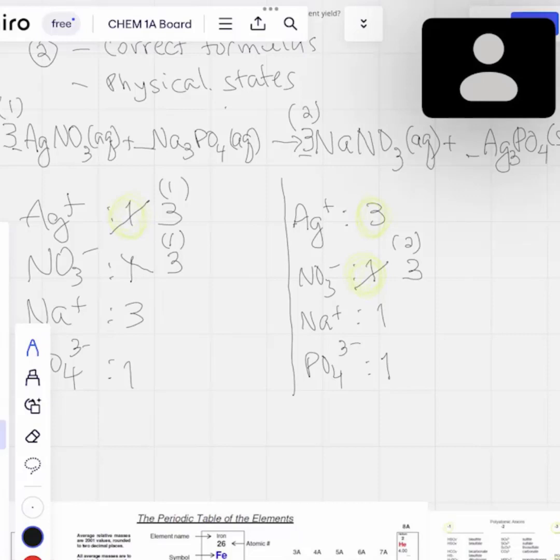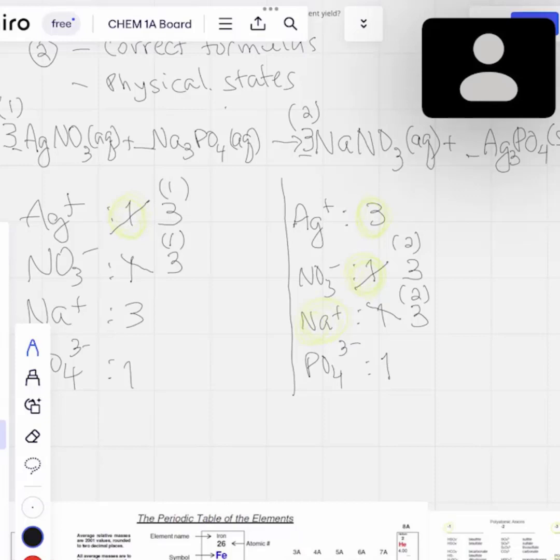But remember, when you multiply nitrate times 3, you're also multiplying the sodium. So in other words, now the sodium got affected also by this change. And so I'm going to indicate that with a backward slash and say that I now have 3 here as a consequence of step number 2.